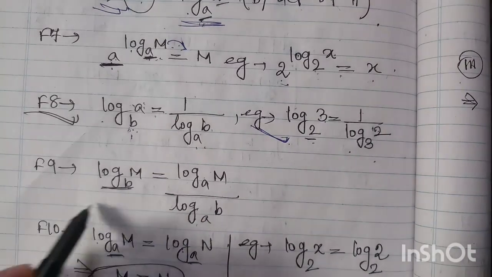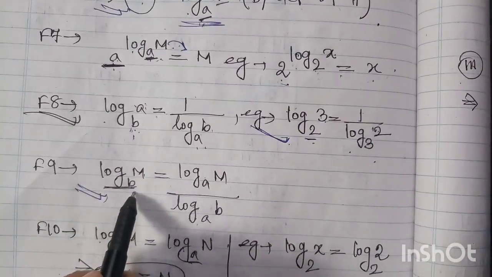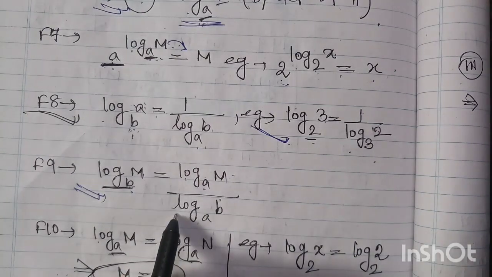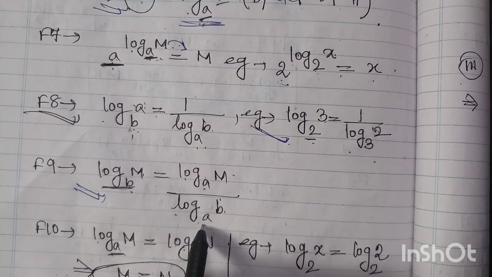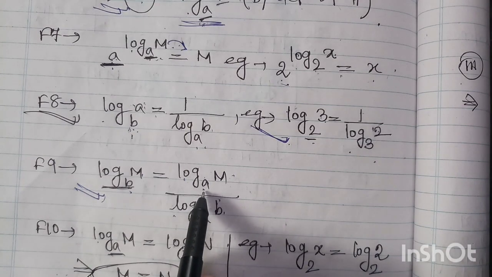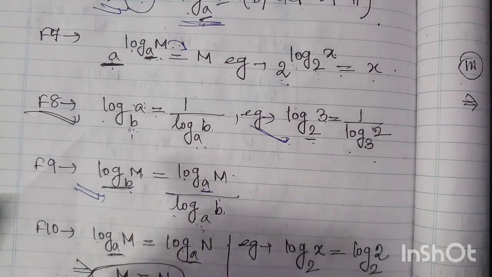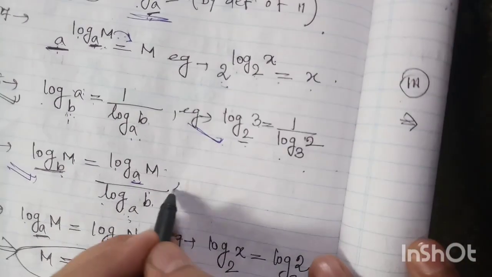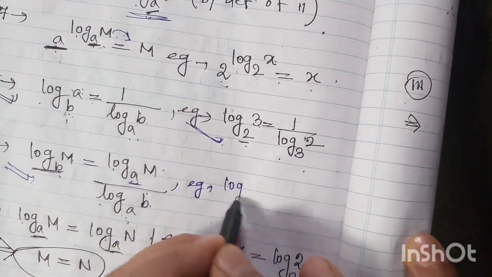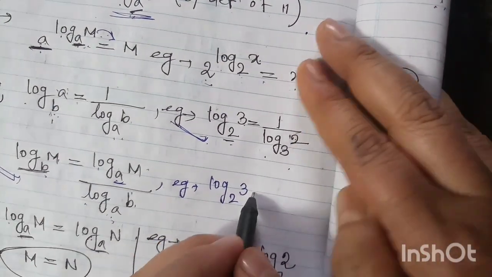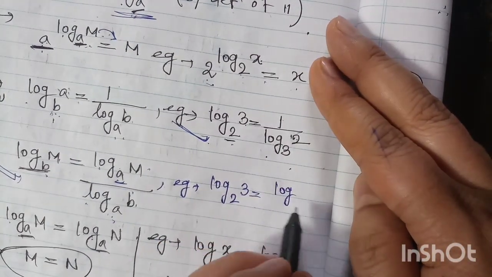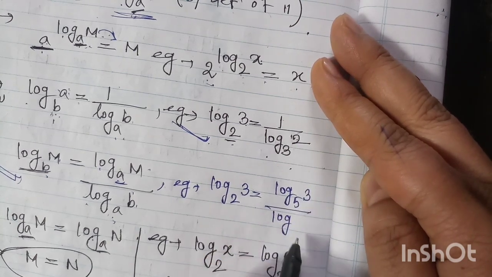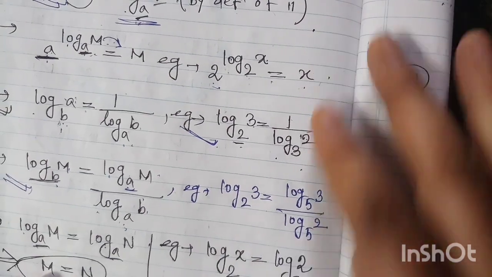Formula number 9: logarithm of m to the base b, we can write by taking another base a, as logarithm of m to the base a divided by logarithm of b to the base a. That is, we can take another base a or 10 or 5, anything you can take as a base. Suppose you have logarithm 3 to the base 2, and if you want to put the base 5, then take logarithm 3 to the base 5 divided by logarithm 2 to the base 5. We can write it this way.